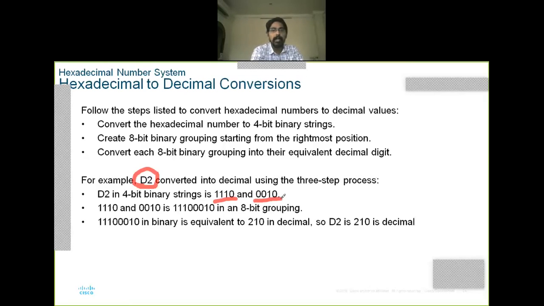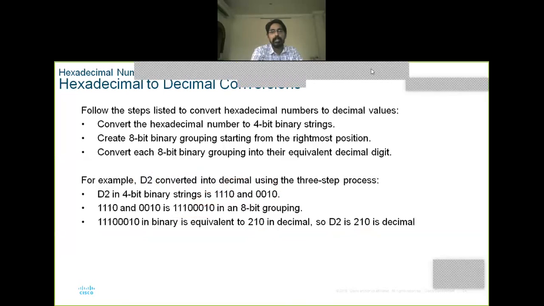Now combine these two sections into one 8-bit group. So this is the 8-bit binary you have in your hand. Now you can convert this 8-bit binary to decimal. The decimal value for this 8-bit is 210. Meaning, the hexadecimal value D2 in decimal is 210. This is the way we can perform these basic operations.